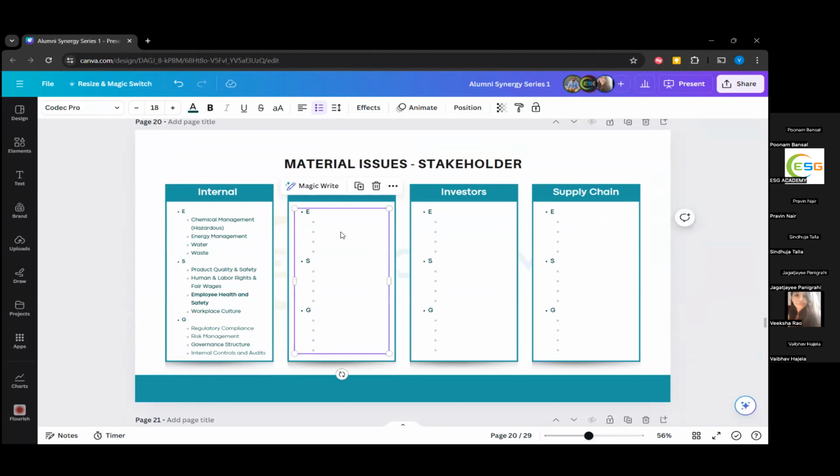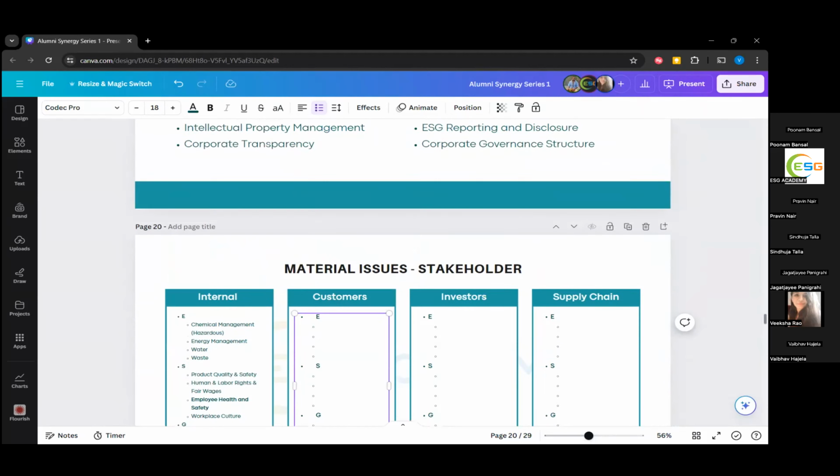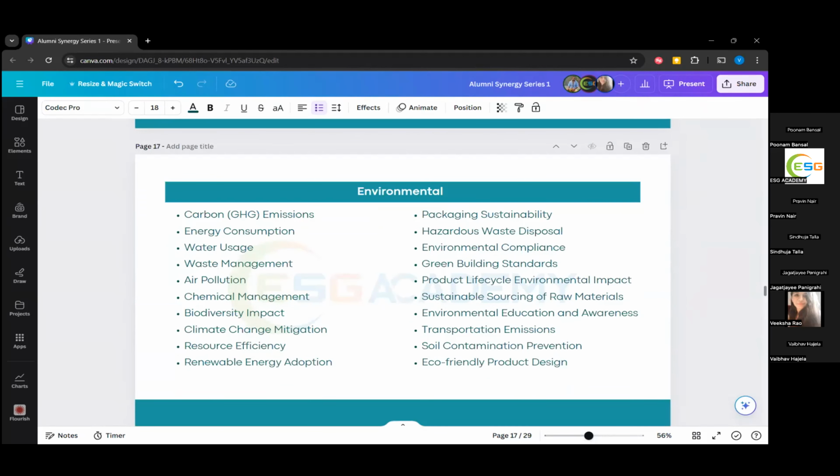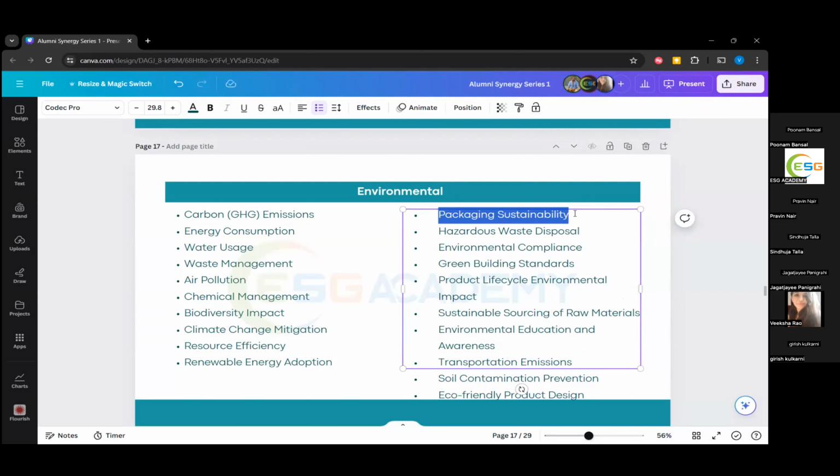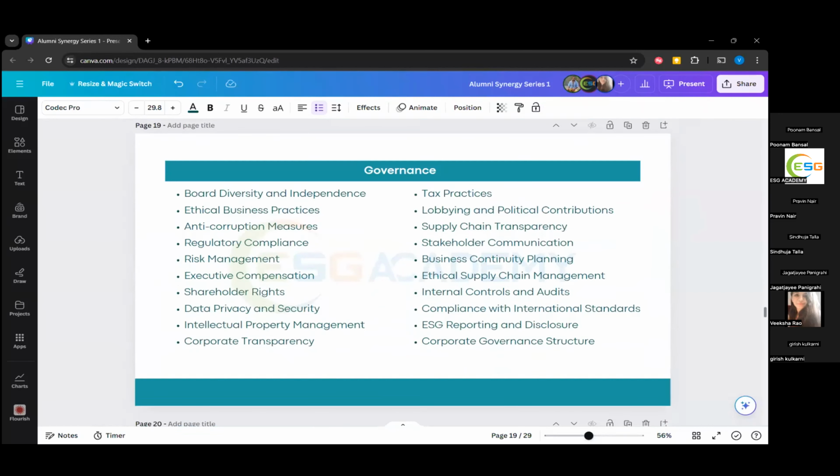Okay. So as customers, what we think is that this company must be having, as part of environment, carbon emissions. Then only we would be buying it. We'll think about packaging sustainability. Carbon emissions, soil contamination prevention, packaging sustainability, renewable energy adaptation. I think product life cycle, eco-friendly product design.